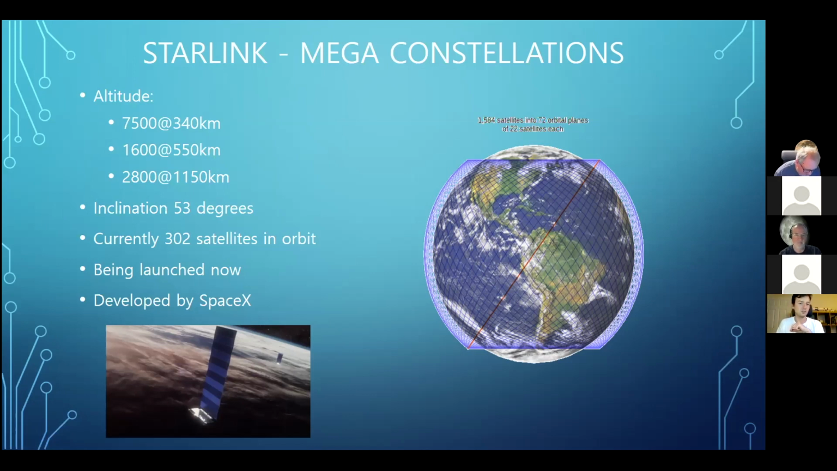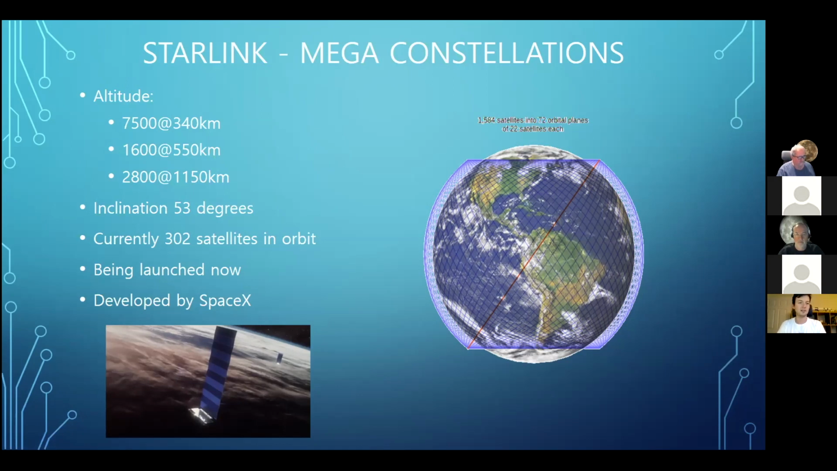Similar inclination to the ISS, 53 degrees, right? And you can see on the picture on the right how that would look, how it would cover the Earth's surface. Again, they all have the same goal: providing connectivity, providing services everywhere, especially focused on hard to reach places or places that haven't developed infrastructure on the ground, and this would provide full coverage. Currently, when I was creating this presentation, there were 302 satellites in orbit. I think there have been a couple of launches since then.